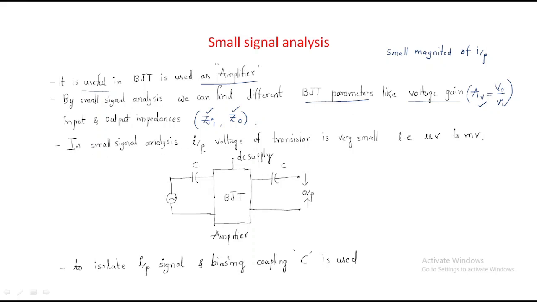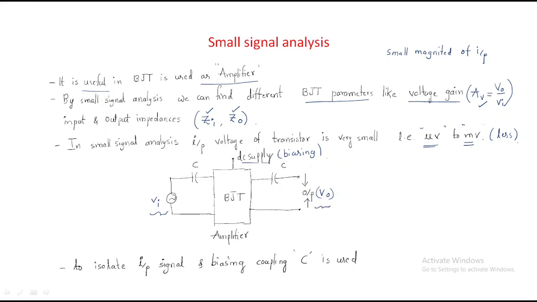In small signal analysis, the input voltage of the transistor is very small, microvolts to millivolts, very low voltage, and we analyze the output. For any transistor to work properly we have to give biasing with a DC supply, and we give an AC input and get an AC output.